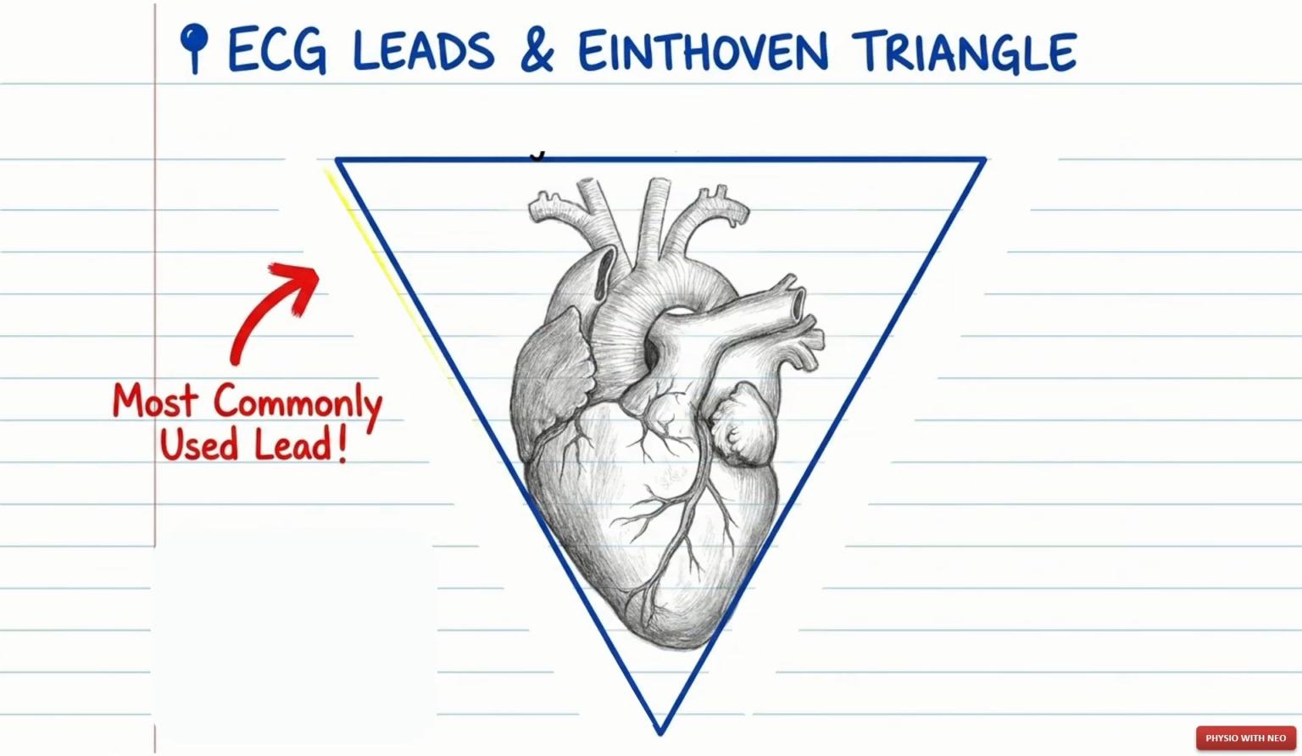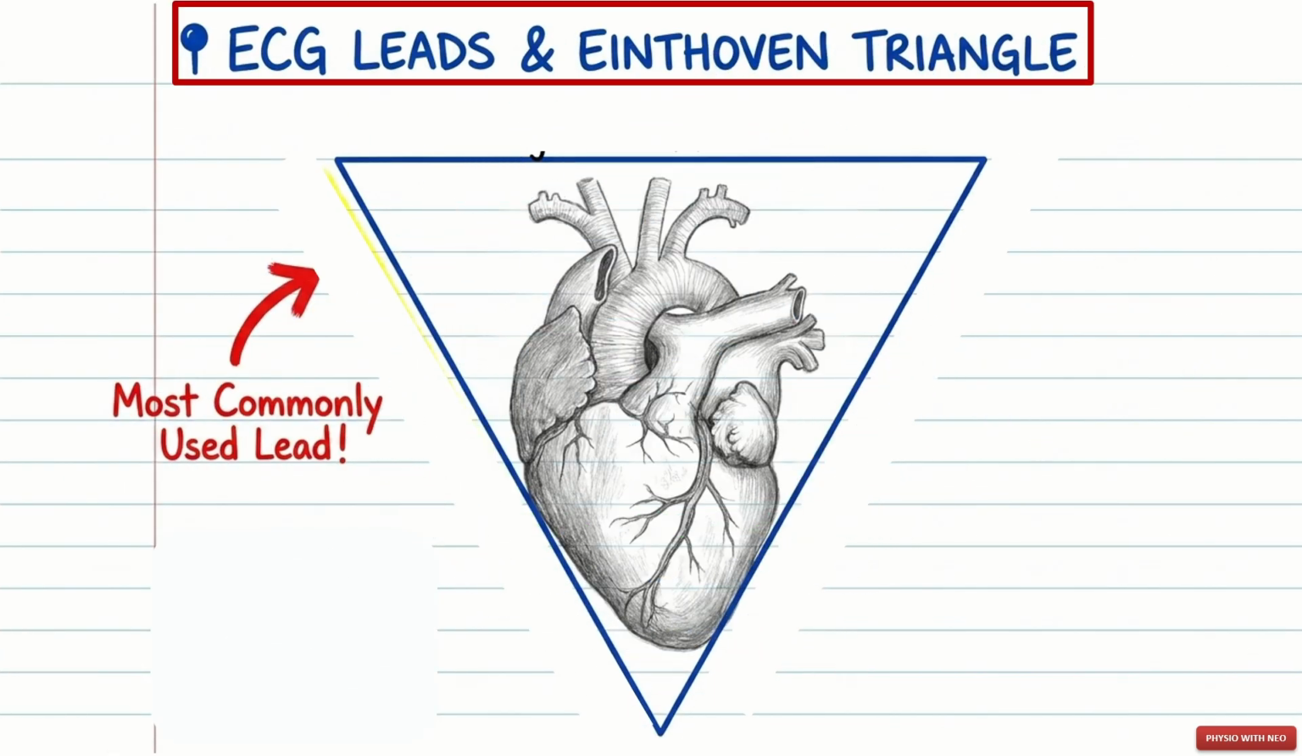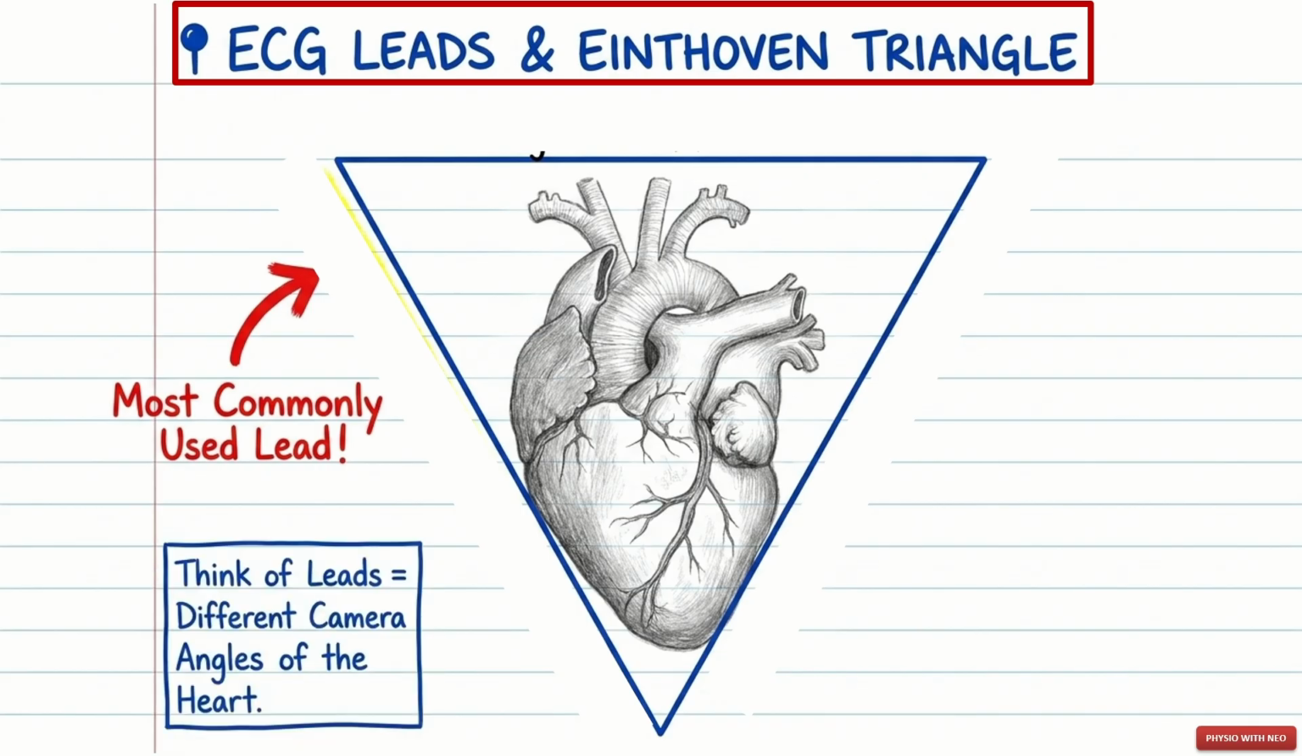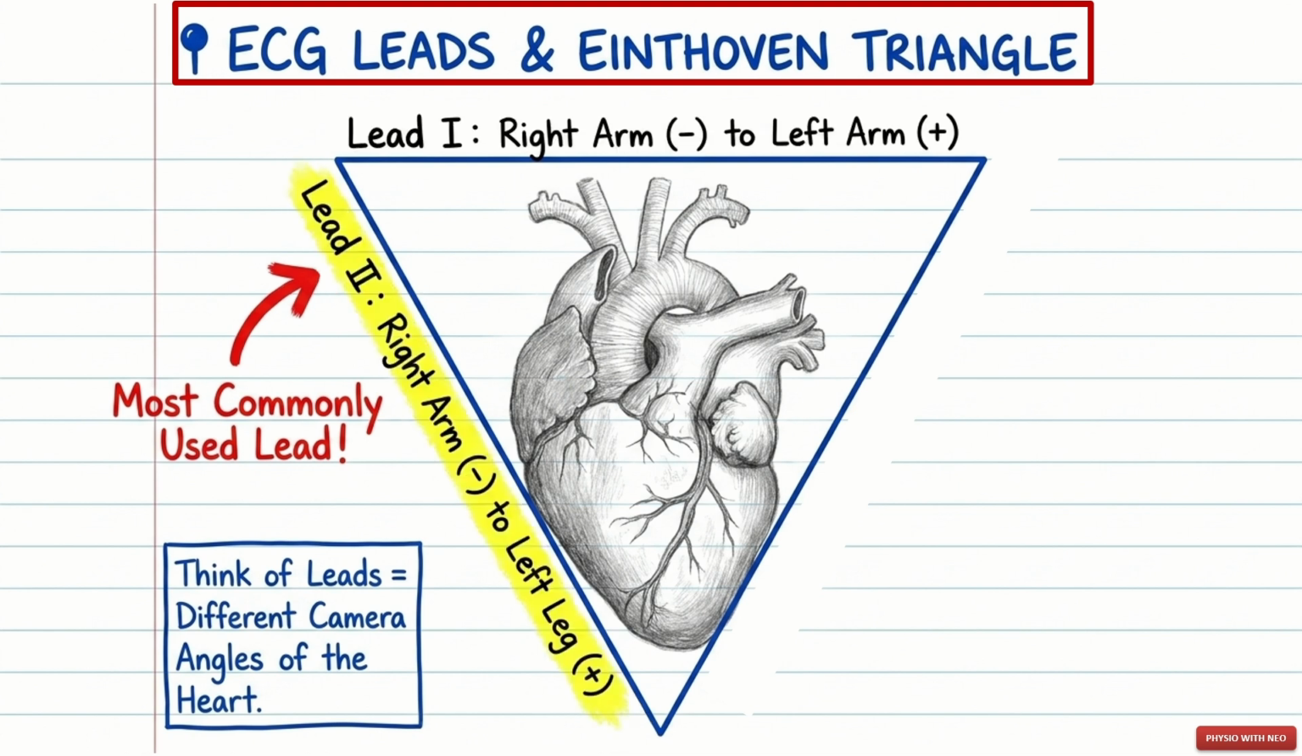Students often think leads are difficult, but imagine the heart is an actor and the leads are cameras viewing it from different angles. Remember the 3 standard limb leads. Lead 1 between the right arm and left arm. Lead 2 between the right arm and left leg. And lead 3 between left arm and left leg.